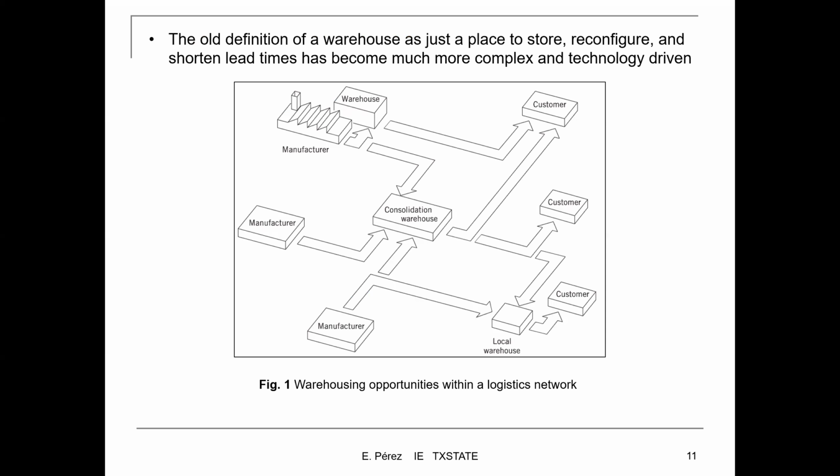So the old definition of a warehouse as just a place to store, reconfigure, and shorten lead times has become much more complex and technology driven. So now they have all these links and add-on services attached to the operation of the warehouse, different types of products, customized products, and so on. So there are opportunities for improvement. There are always opportunities for becoming more efficient. And those are the things that we are going to be studying.